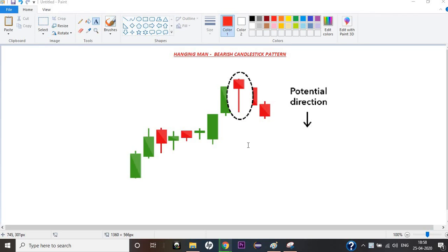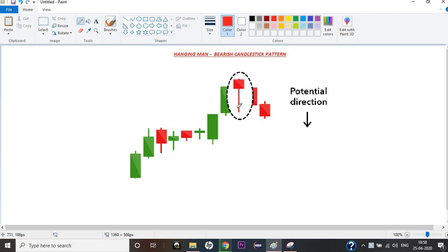In this video tutorial, we are going to learn about the hanging man candlestick pattern. Now this candlestick pattern is a bearish one. That means whenever you encounter a hanging man, the price action is going to go lower, right? So that's why it's a bearish pattern. Let's look at how it looks.